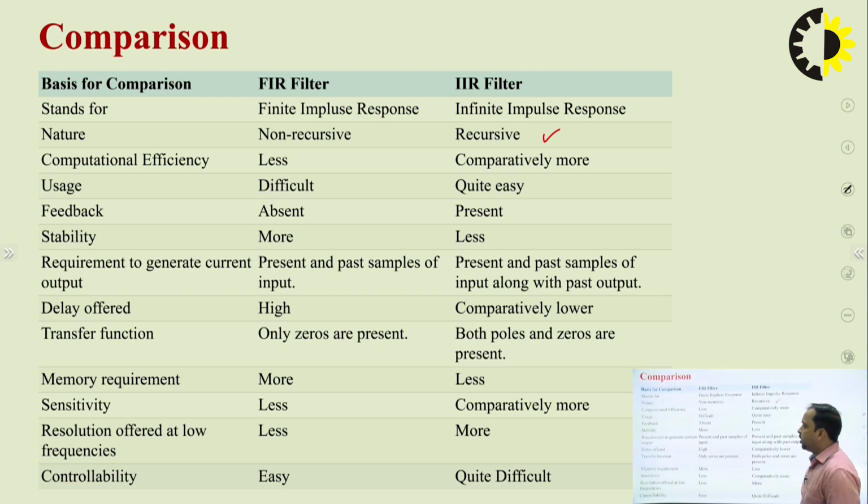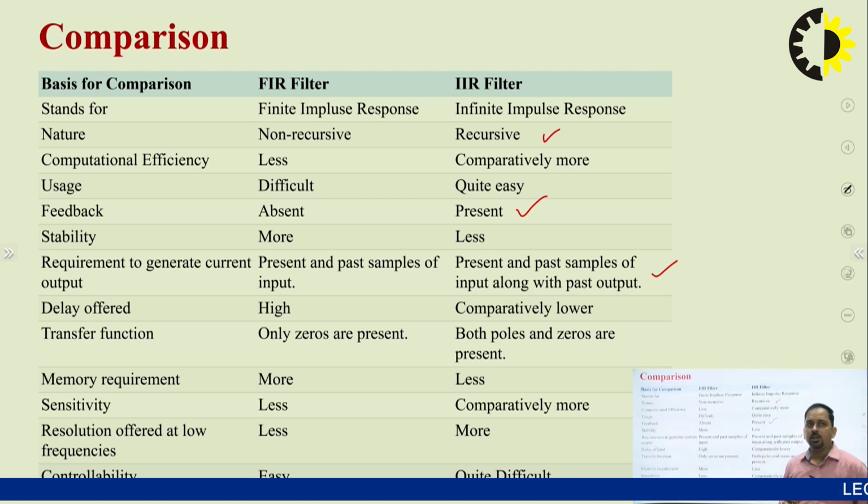Regarding feedback, as we are already aware, recursive systems have feedback because the present output depends upon the past output. So feedback is present in case of IIR, whereas it is absent in case of FIR. Also regarding stability, FIR systems are inherently stable, whereas IIR filters are less stable as compared to the FIR. Again we have the definitions for recursive and non-recursive over here. Delay offered: comparatively low delay is offered in case of IIR filters as compared to the FIR.